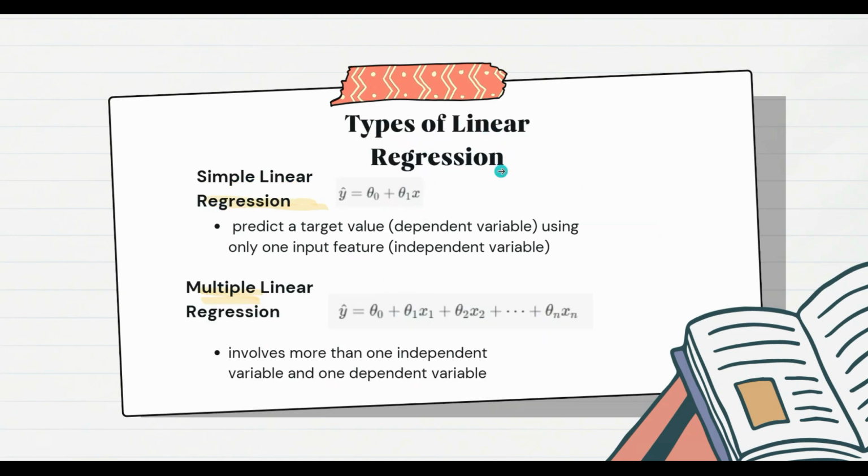Types of linear regression. Simple linear regression and multiple linear regression. In simple linear regression, we have one independent variable, x, and then the dependent variable is our target value to predict, that is y. And in multiple linear regression, we have the dependent variable y, and then we have multiple independent variables x1, x2, up to xn, which is more than one independent variable.